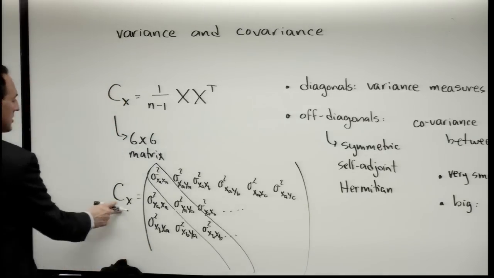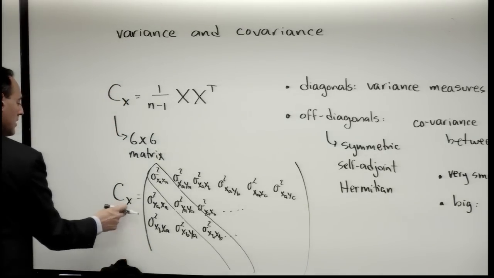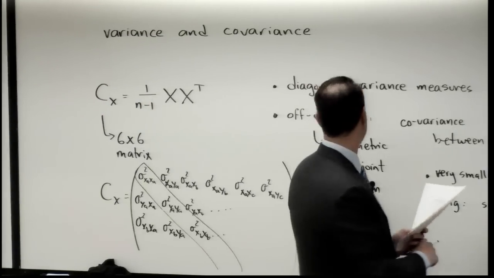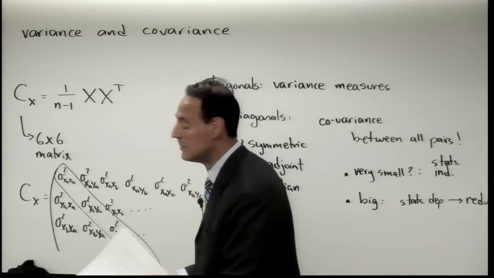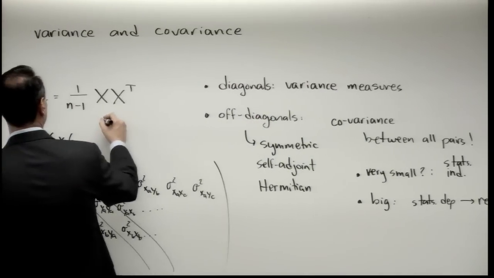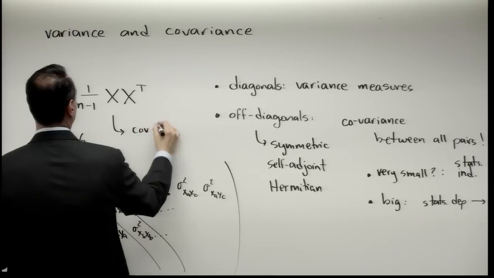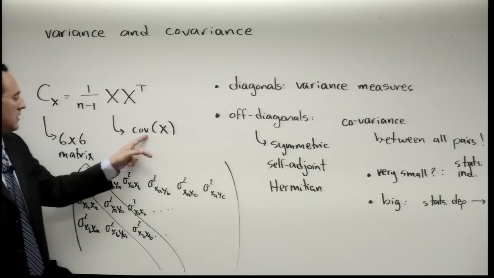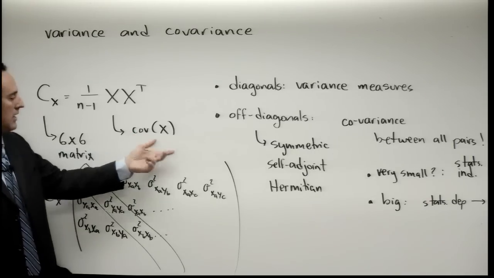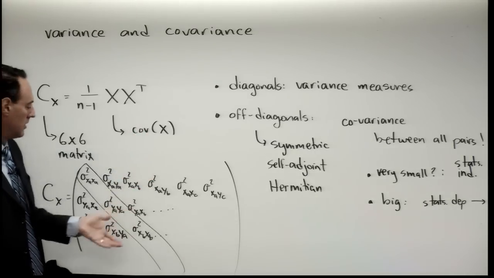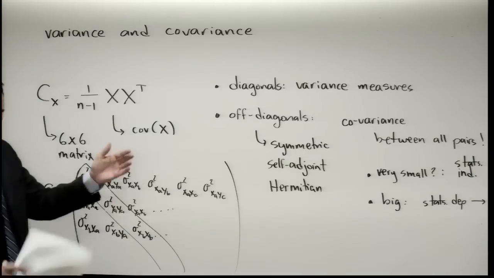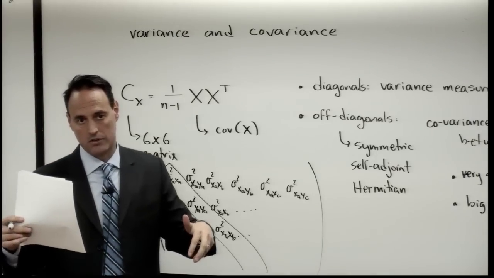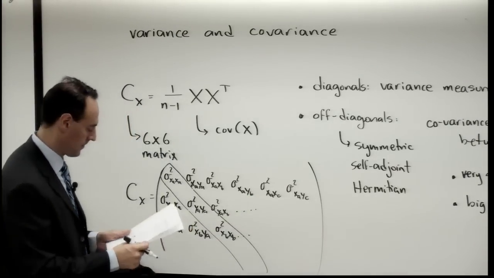Okay, so this matrix tells us a lot already. By the way, if you want to compute this in MATLAB, if you want to know the covariance scores, you just do this. Take your data matrix that you build, say covariance X, and what it's going to give you is this matrix. It's going to compute the variance along the diagonals, the covariance on the off diagonals. That's it. Okay?